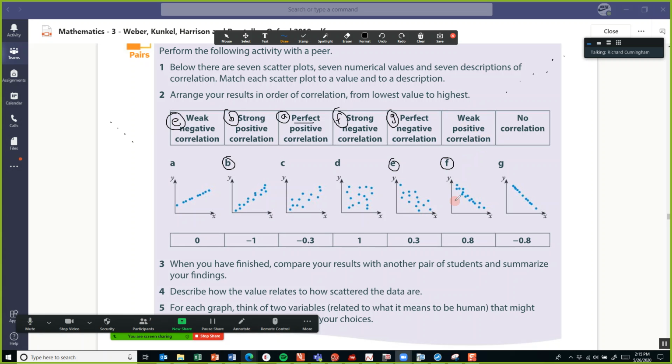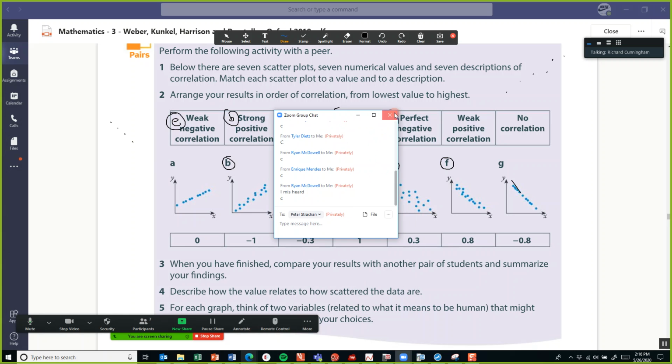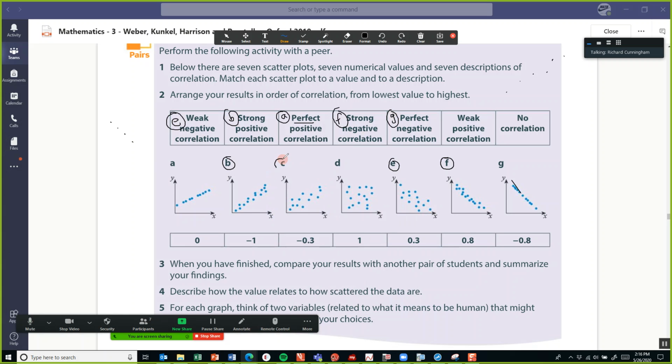So positive, it can't be G because that's going downwards. It can't be F because it's going down. It can't be E because it's going down. Positive means it's, oh, you misheard, okay. It has to be C because it's weak, they're kind of spaced out, and it's going in an upward direction. And then that means that no correlation, this is the last one, so that obviously has to be D because they're all spaced out. Now we can assign numbers to our correlation, okay?